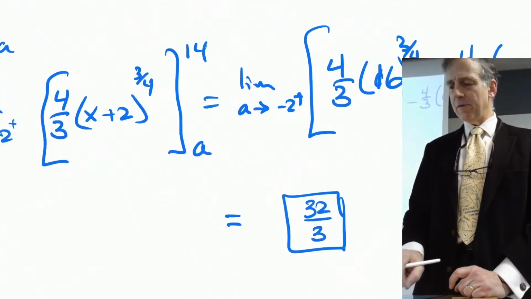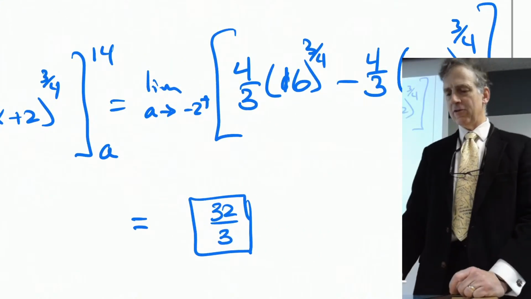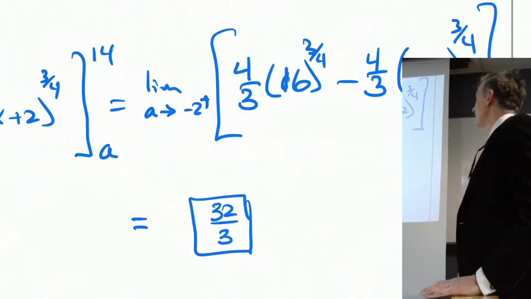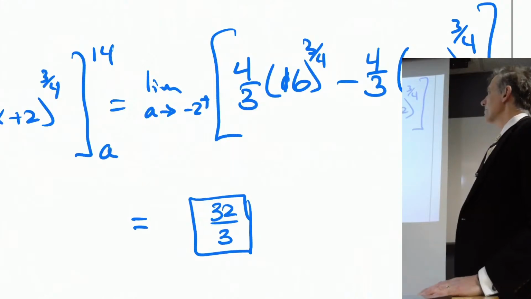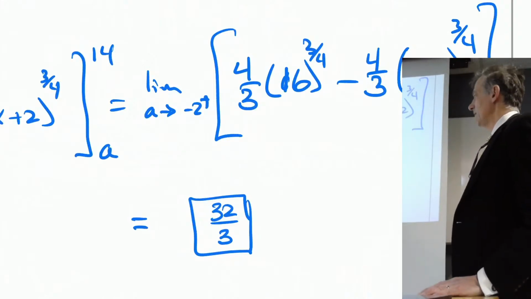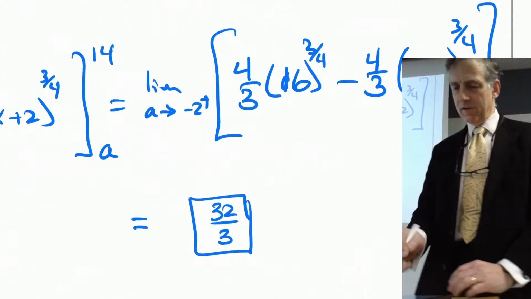And then the rest of this is pretty straightforward. And the limit feels very much like a two-sided limit, but it's a one-sided limit. And so I ended up with 32/3 after doing this.